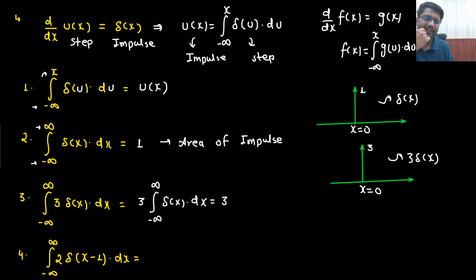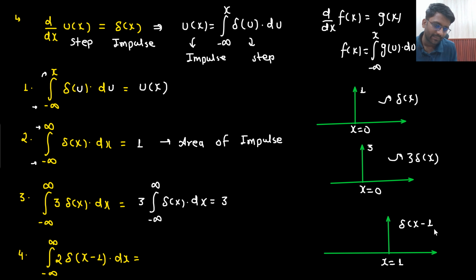Now what about 2 of delta of x minus 1? Delta of x minus 1 means delta x will be shifted by 1 towards the right hand side. So this will be your delta of x minus 1. Look, this is the graph of delta of x minus 1. But you need to multiply it with 2. So area will be 2 only.